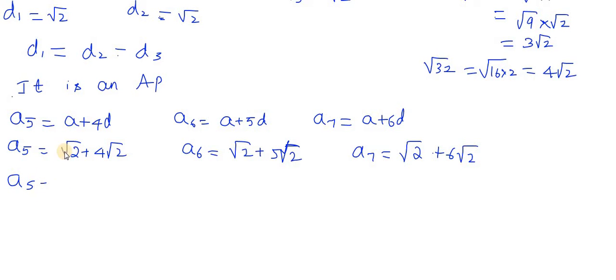So here a5 is a plus 4d, that is root 2 plus 4 root 2, which is nothing but 5 root 2. Then a6 is nothing but a plus 5d. So here root 2 plus 5 root 2 is nothing but 6 root 2. And here a7 is equal to 7 root 2. Okay, these are the next 3 terms. I hope all of you understood. Okay, we'll go for the next problem.